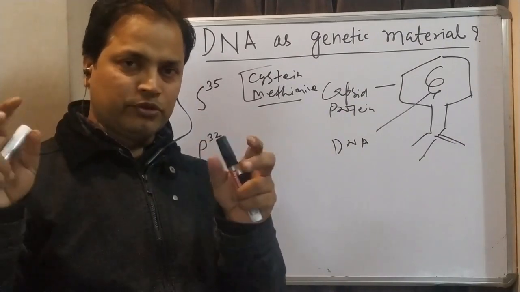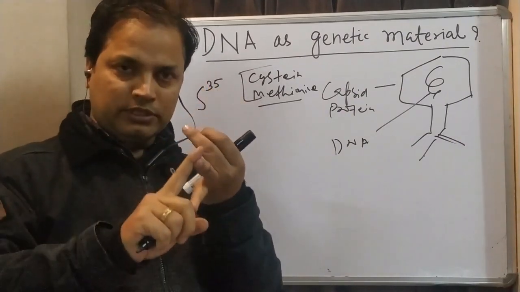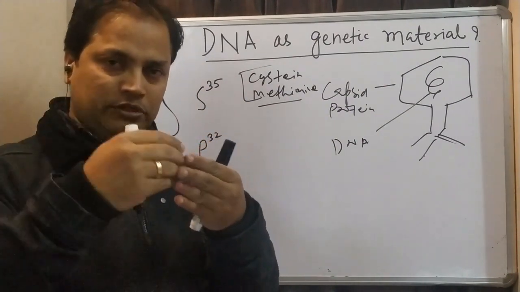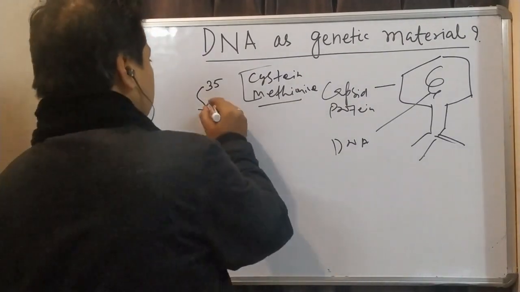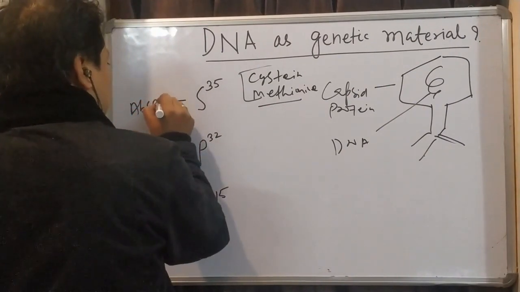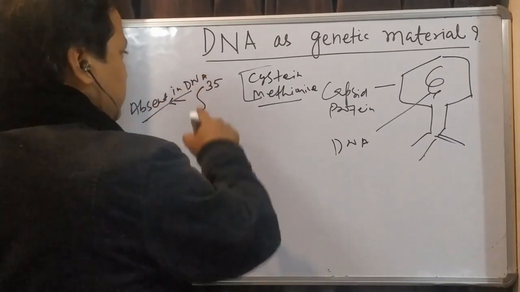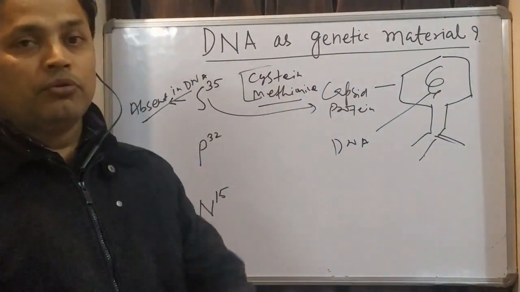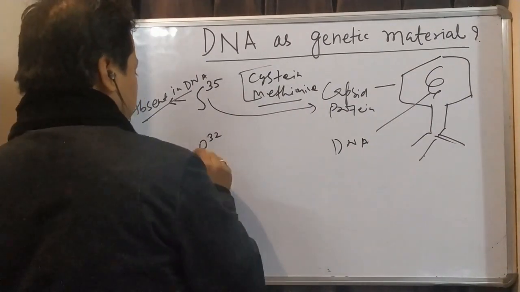DNA is composed of nucleotides. Nucleotides have ribose sugar, phosphoric acid and nitrogenous bases. Neither the nitrogenous base, ribose sugar nor phosphoric acid contains sulfur. So one important point is that sulfur is absent in DNA, but it is present in proteins. So sulfur is present in capsid protein. Whereas no amino acids contain phosphorus.